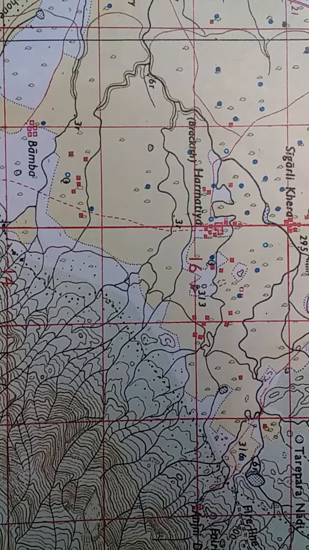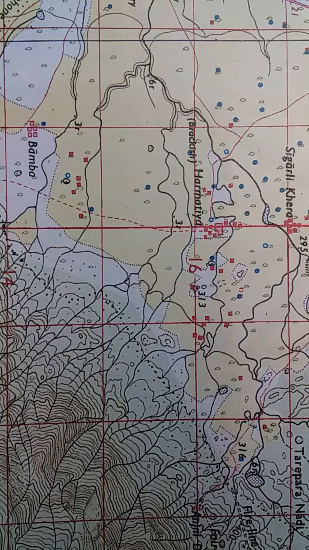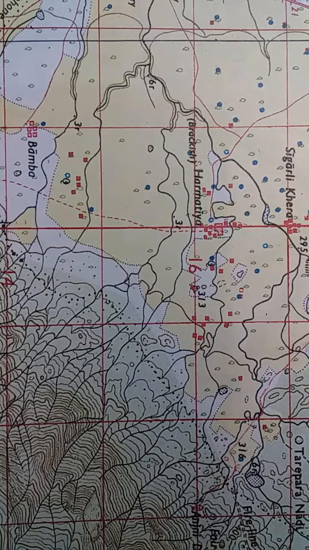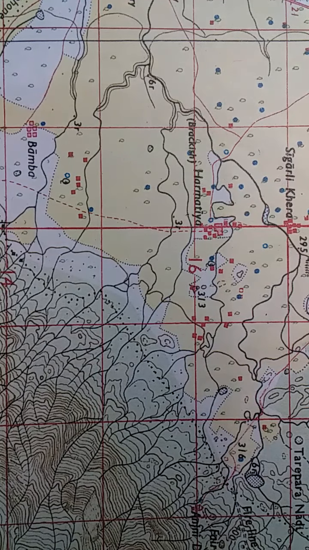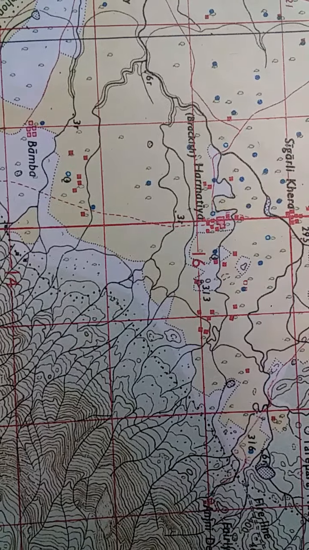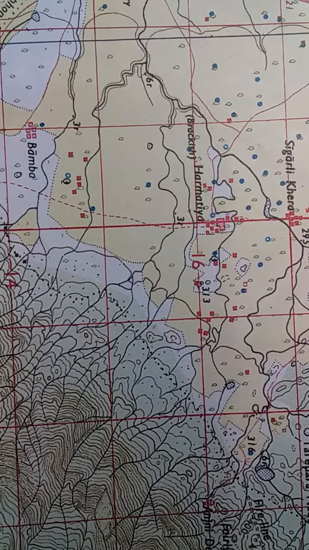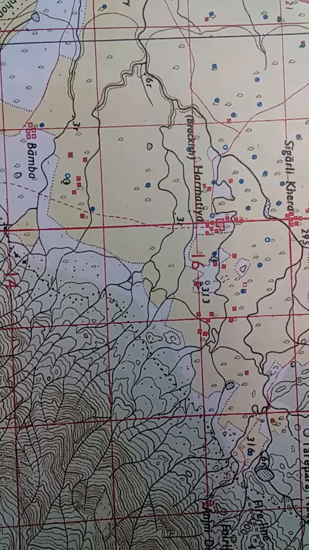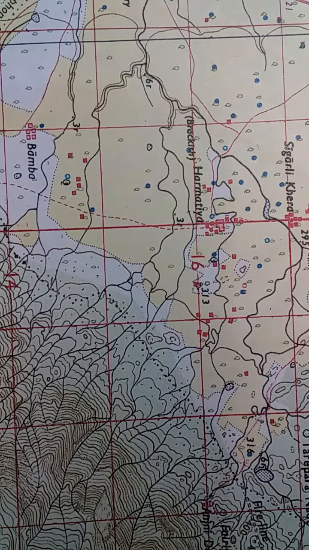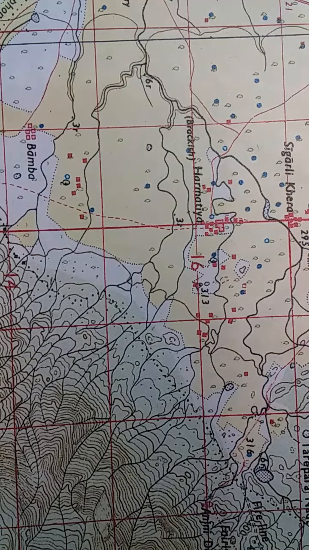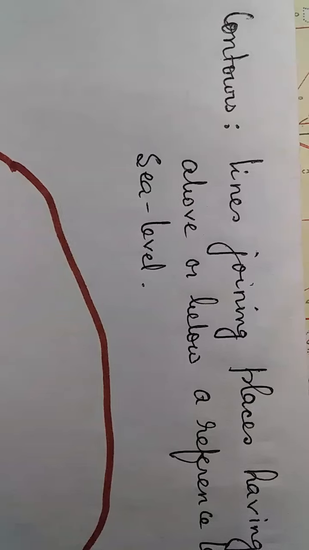In this module, I'll be referring to relief on topographical maps. Relief refers to the shape of the land. It is the difference between the highest and the lowest points in an area. The main technique used in topographical maps to show relief is contour.